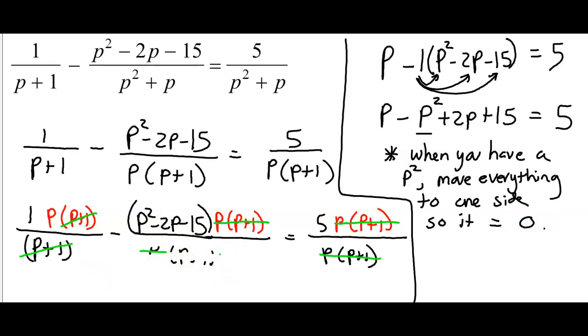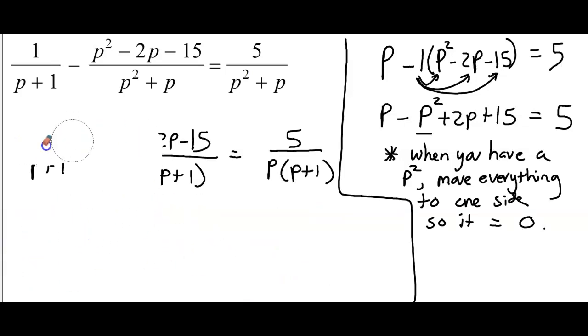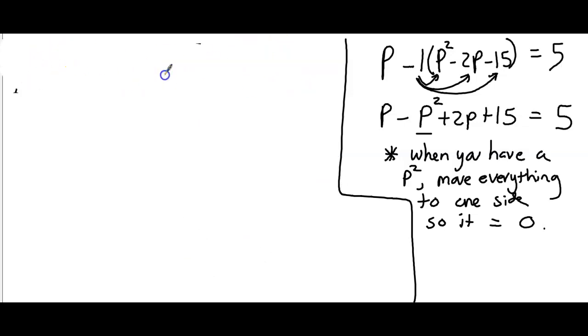When you have a quadratic term there, what you want to do is move everything over to one side so that it equals 0. The way that you solve a quadratic is not the same way you solve the little equations we've been doing before, where you just get the letter by itself. With quadratics, you have to get them to equal 0 first.